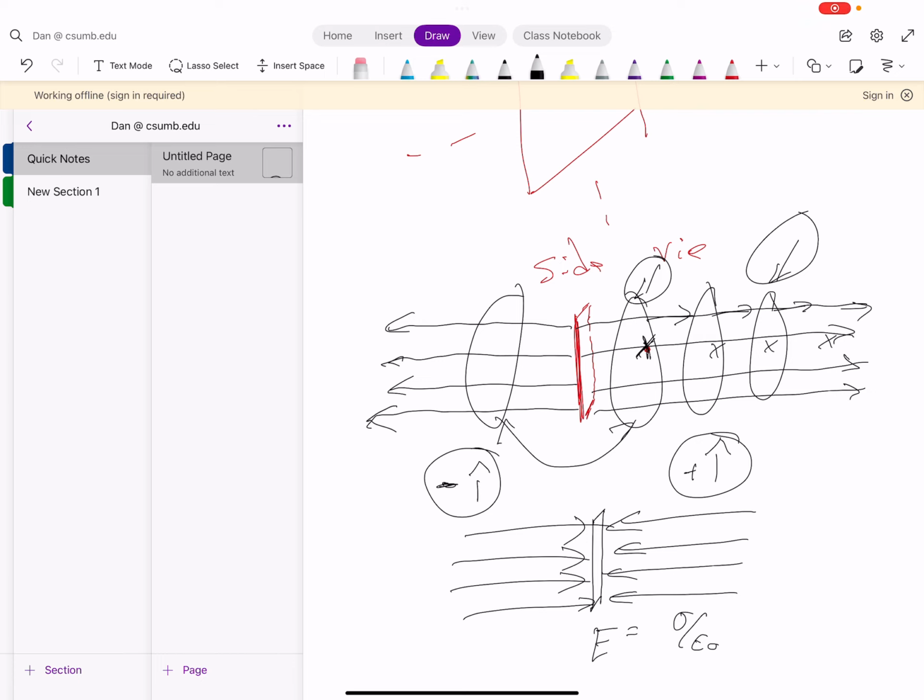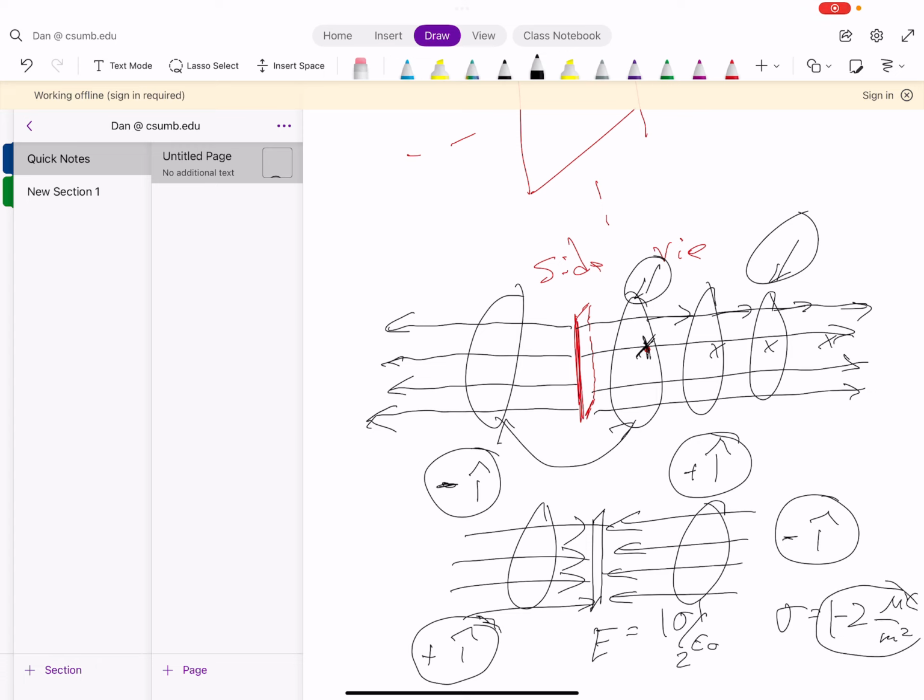But its direction, over 2 epsilon 0. In this case the direction would be negative i-hat on the right-hand side and plus i-hat on the left-hand side. But the value of the electric field strength would be the same because in this case, sigma equals negative 2 microcoulombs per meter squared, but its absolute value is 2. So I'd have the same value of the electric field that I had for the positive charge, for the negative charge in this case.